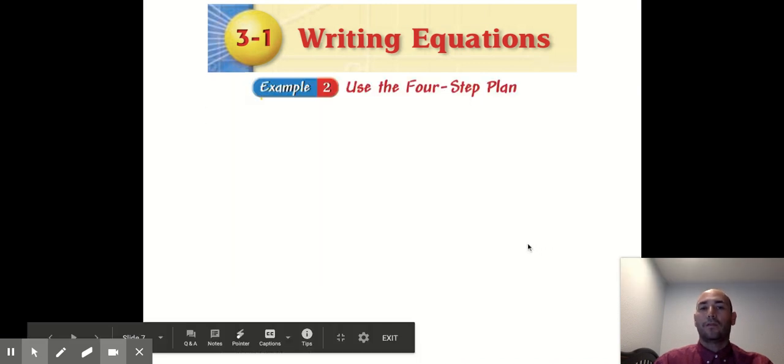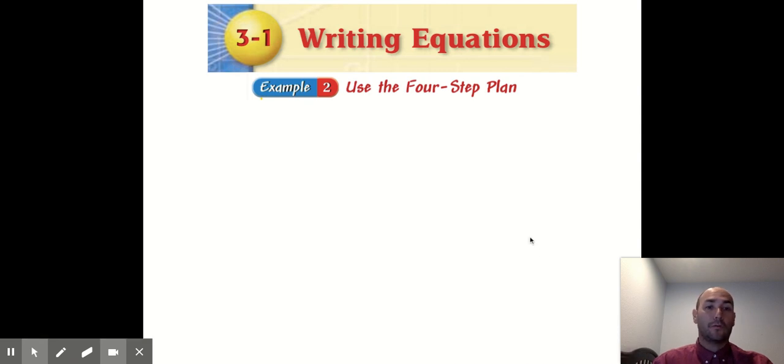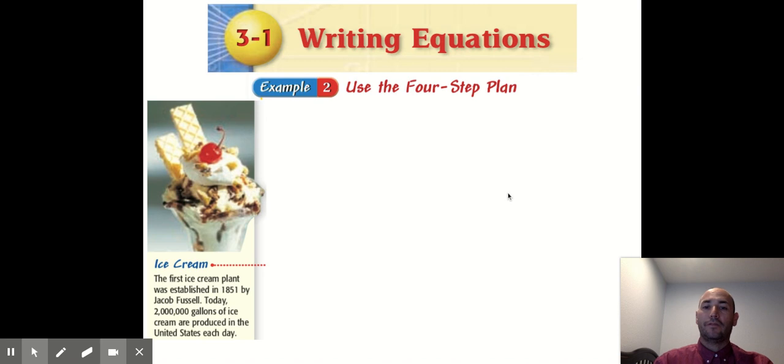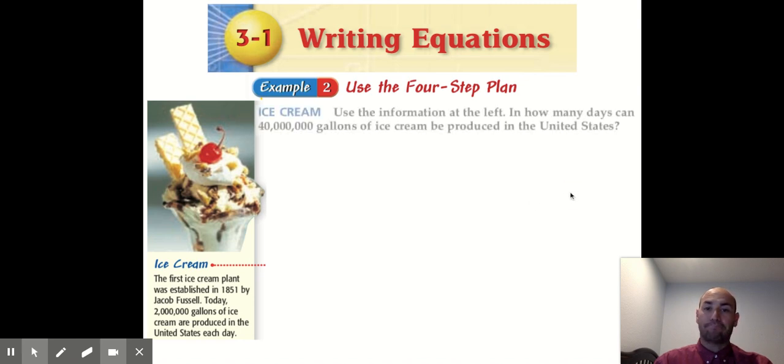Okay, so how do we use this 4-step plan? Let's use it in a problem. The first ice cream plant was established in 1851 by Jacob Fussell. Today, 2 million gallons of ice cream are produced in the United States each day. That sounds like a lot of ice cream. It says, in how many days can 40 million gallons of ice cream be produced in the US?